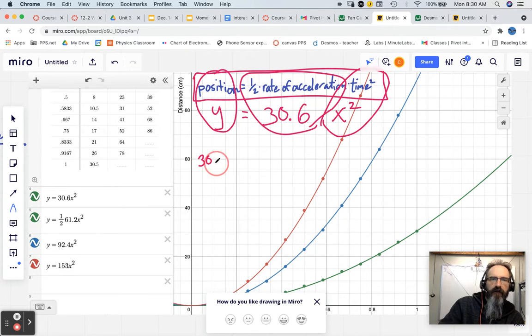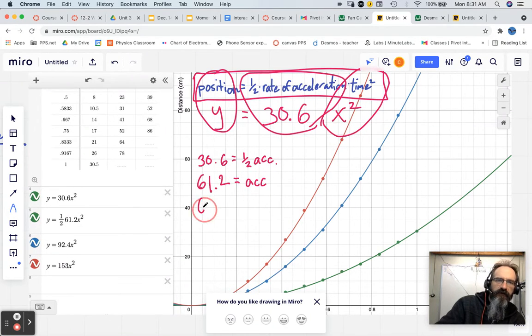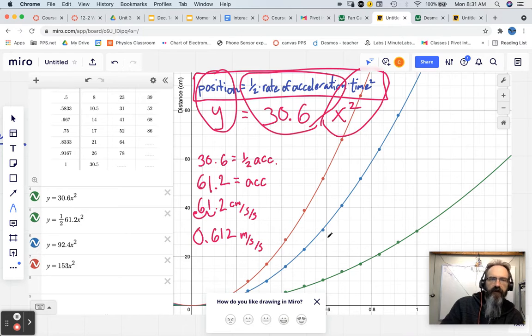So if 30.6 equals 1/2 of our acceleration, I'm going to abbreviate that. 30.6 is 1/2 of our acceleration, then 60, whoops, not 60, because 30.6 doubled is not 60, it's 61.2 must be our actual rate of acceleration. Now, remind you, this is 61.2 centimeters per second per second. We need to get to meters. To do that, we're going to move the decimal place over 2 times, and that's going to leave us with 0.612 meters per second per second. That is our rate of acceleration for the green line on this graph.